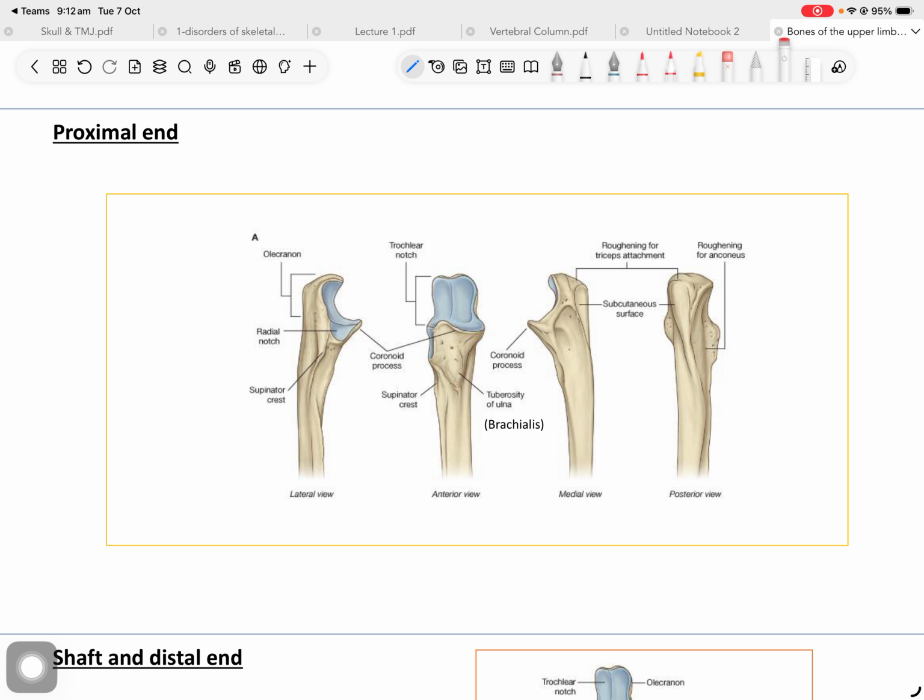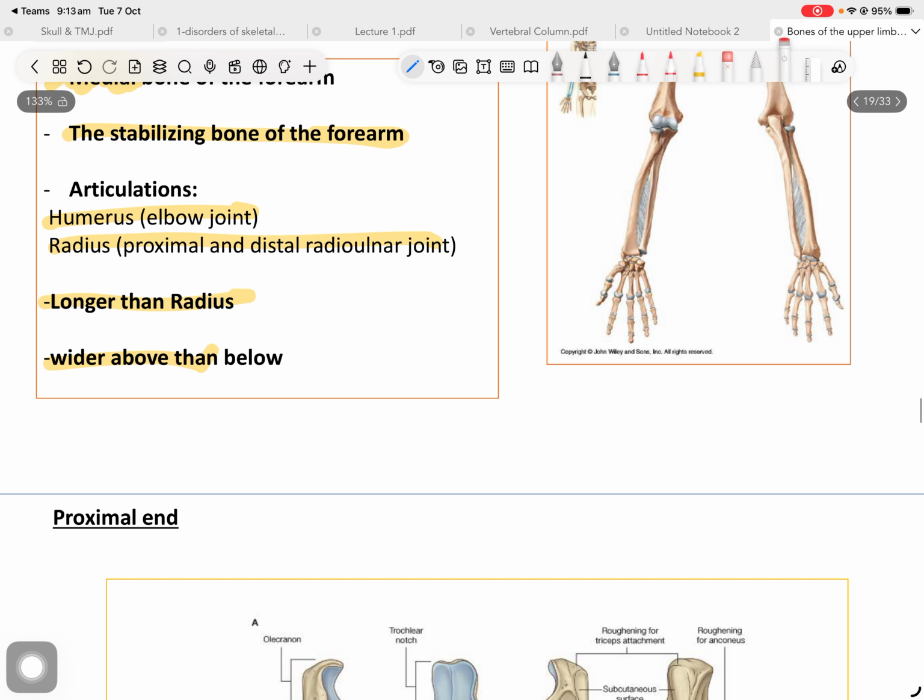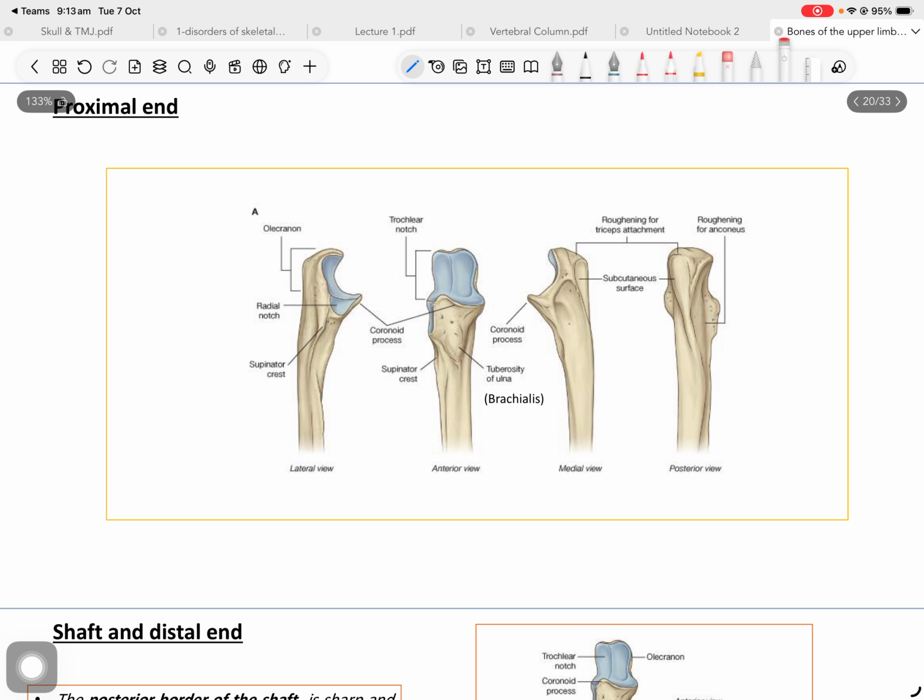Here, when you look at the lateral side, you find the radial notch. What is this radial notch? No. What will come here? The head of the radius, right? At the proximal radioulnar joint. And what does this one face? The ulnar notch, which was where? On the radius, but at the distal end. Okay? Then we have here the tuberosity of the ulna, and finally I can find the supinator crest for the attachment of the supinator muscle.